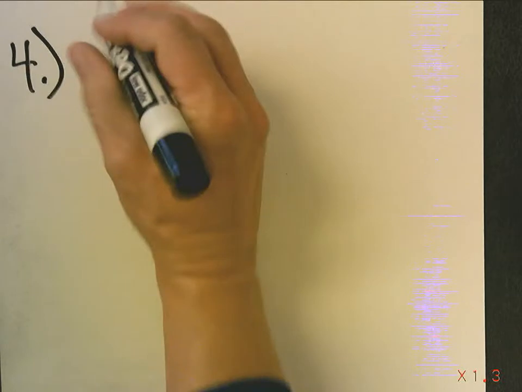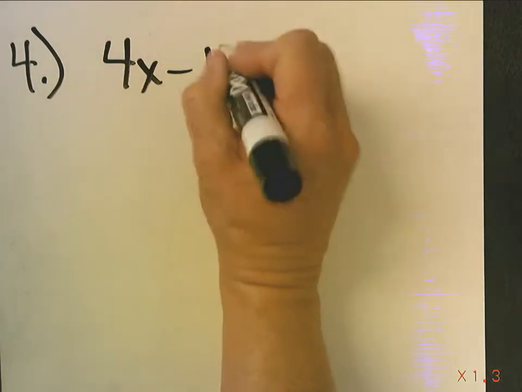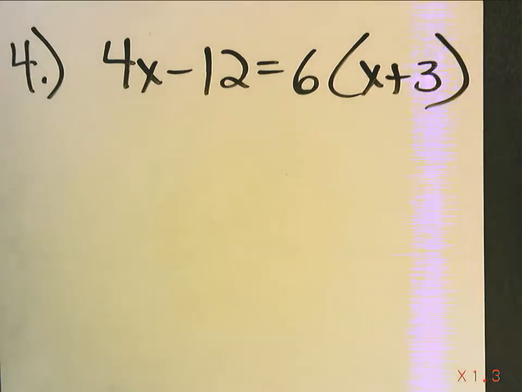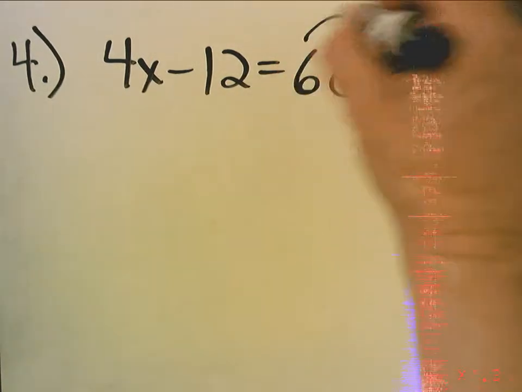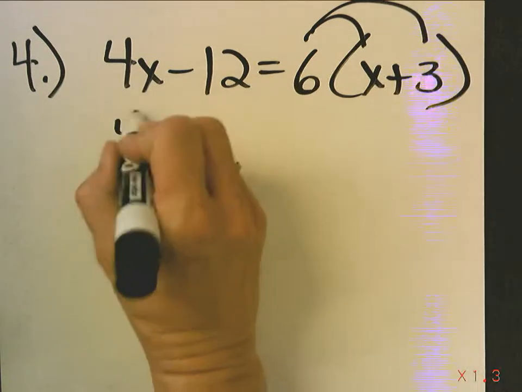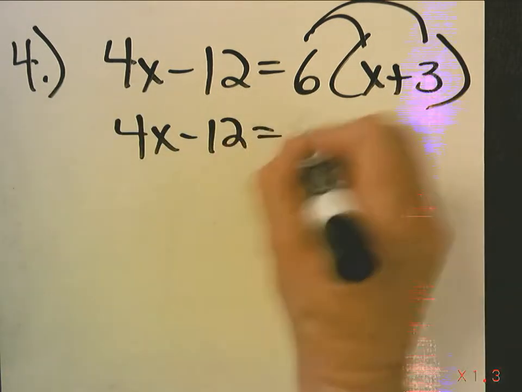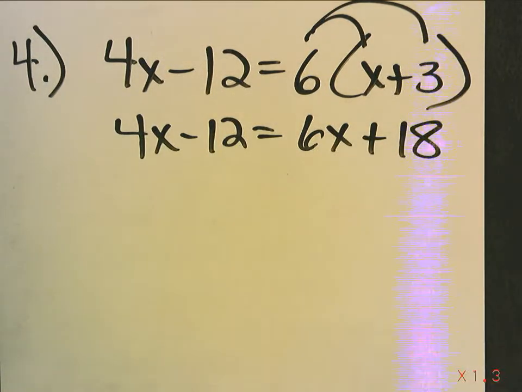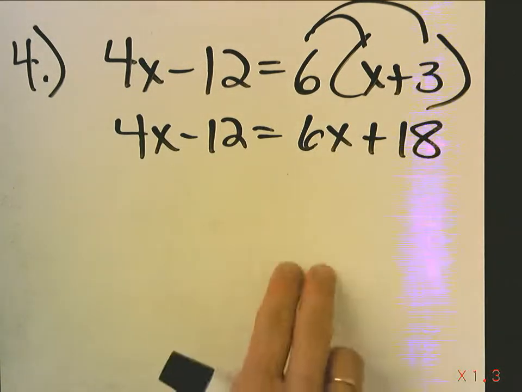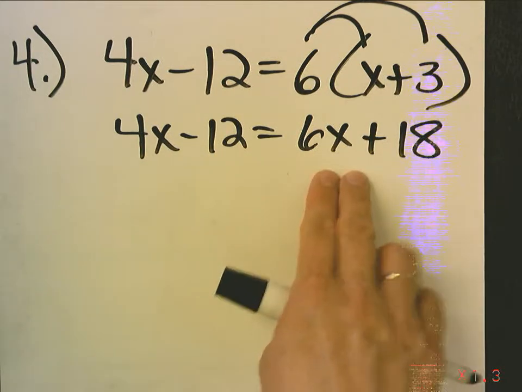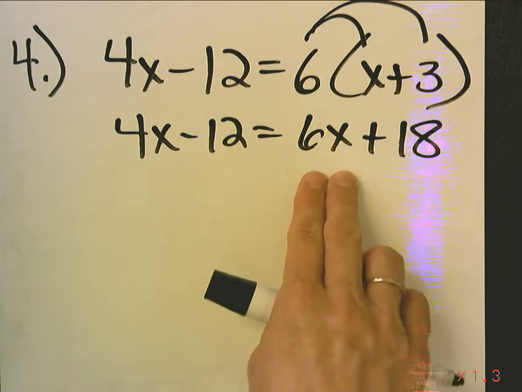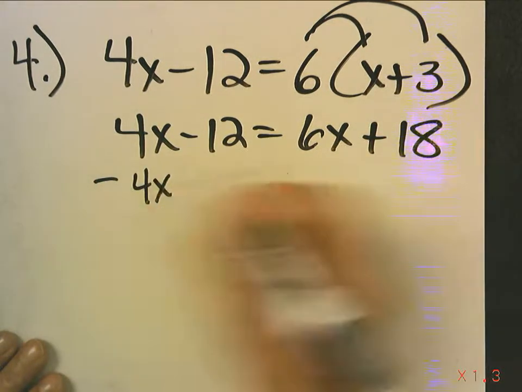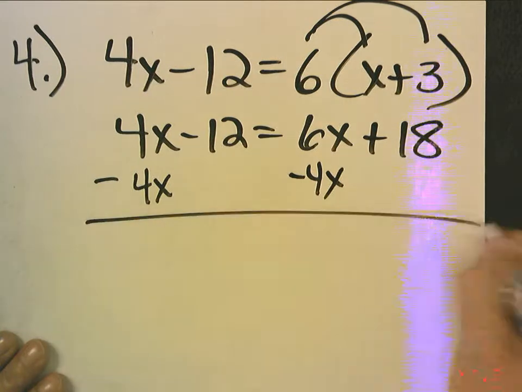So if we look at number 4, I notice the right-hand side is not simplified. So before I do anything, I must distribute and get rid of the parentheses. Now I'm ready to say, okay, now I need to get my variables on one side. I have a 4x here and a 6x here. I can either subtract 6x from both sides, or I can subtract 4x from both sides. I always like to keep my variable positive.